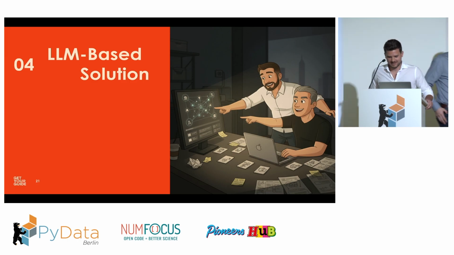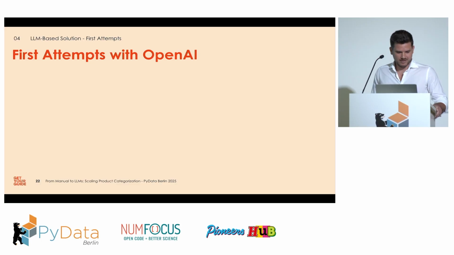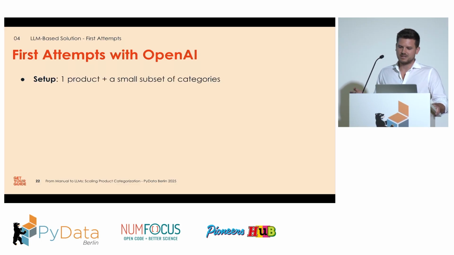So hello everyone. Let's start then by going through the basics. What is an LLM? No, I'm joking. So let's start with the first attempts with OpenAI. First we started working with the most straightforward approach. We created a prompt with just one product and a list of potential categories, and asked it to tell which categories the product should be in. But the problem was that the output was free text, so quite unpredictable.